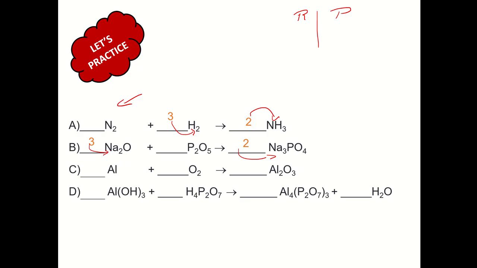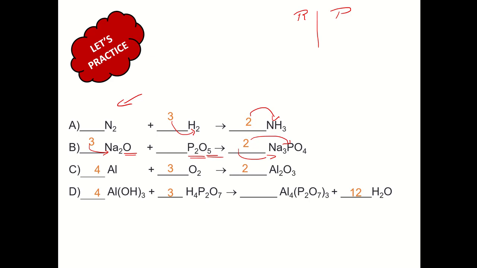I have 2 phosphorus. I have 5 over here plus 3, right? So I have 3 oxygen plus 5 is 8. So 2 times 4 is 8. So I have 8 and 8. So all perfect. And then we have the letter D.